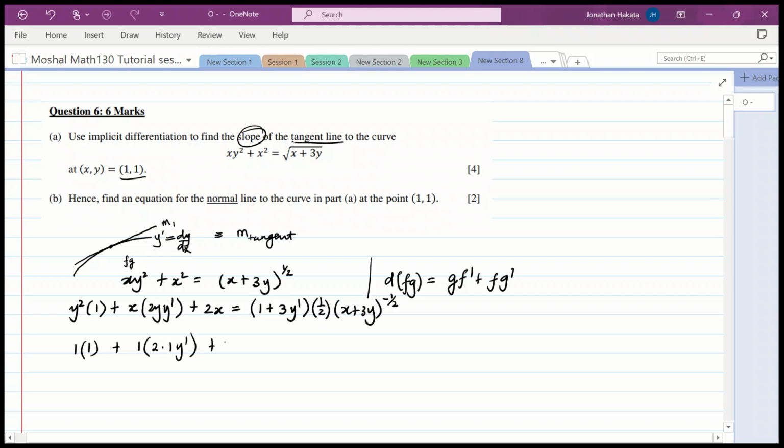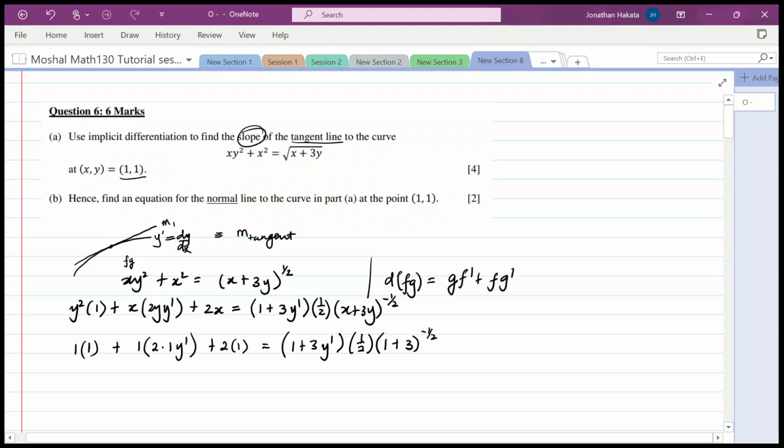plus 2 by 1 equal to, in brackets we have 1 plus 3y prime. We don't know y prime, so we leave y prime as it is. We are only substituting for x and y. So half comes back, and then (1 plus 3 by 1, which is just a 3) to the power of negative half.